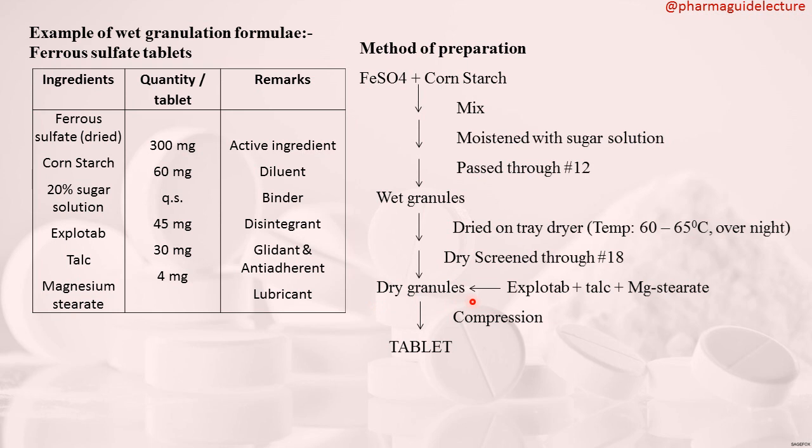These dry granules are then mixed with the Explotab, disintegrant, talc, antiadherent, glidant and then the lubricant. So all these things are mixed or blended well, and then compression of this material takes place in the tablet press to form the ferrous sulfate tablets.